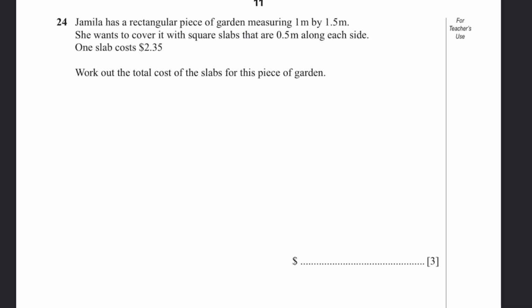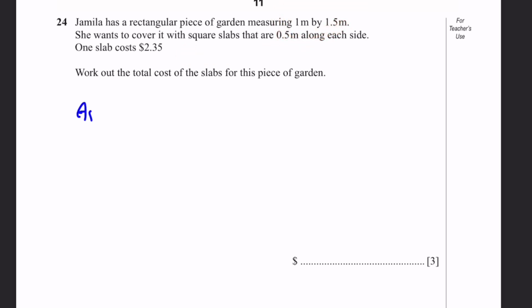Question 24. Jamila has a rectangular piece of garden measuring 1 meter by 1.5 meters. She wants to cover it with square slabs that are 0.5 meters long each side. One slab costs $2.35. Work out the total cost of slabs for this piece of garden. So first thing we can do is find out the area of the garden and the area of the slabs.